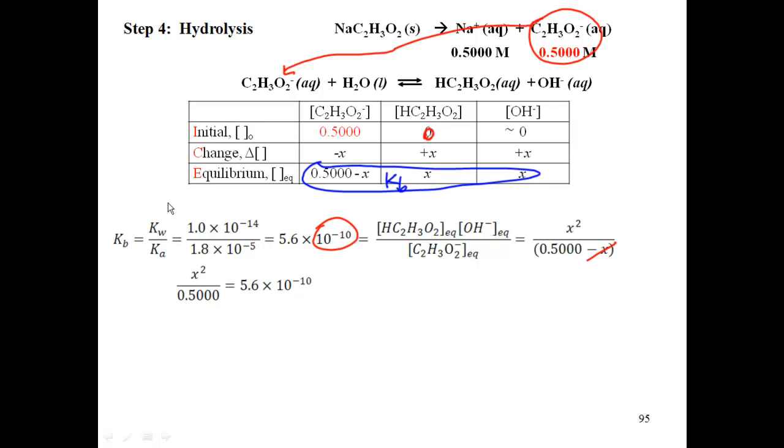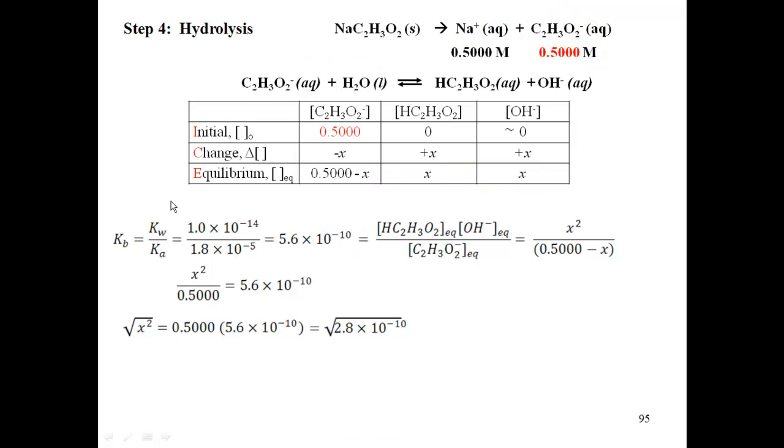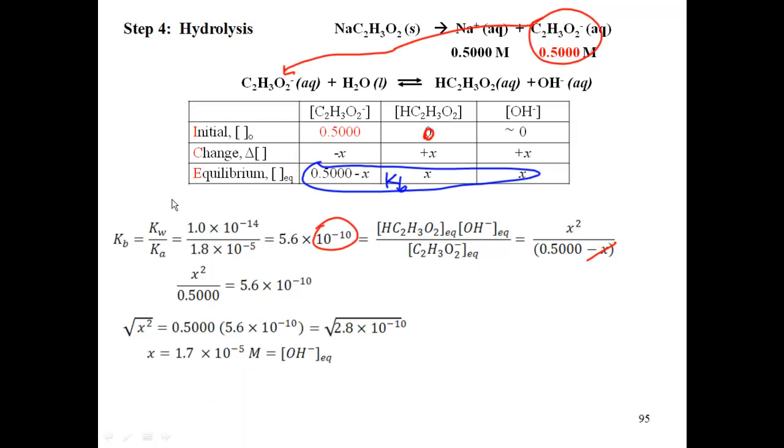Which gives me x squared over 0.5 equal to 5.6 times 10 to the negative 10th. Multiply both sides by 0.5, which gets me 2.8 times 10 to the negative 10th is equal to x squared. How do I get rid of the x term? That would be the square root of both sides. And then do my calculation. x is equal to 1.7 times 10 to the negative 5th molarity.